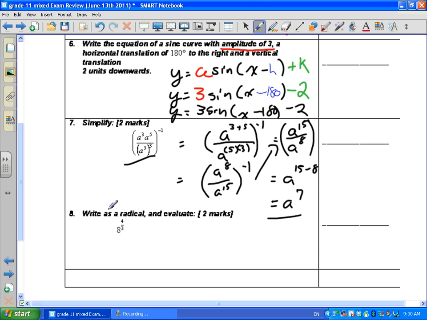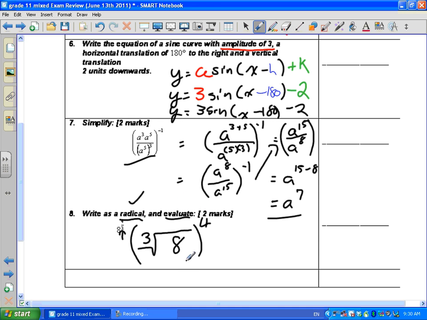And finally, write as a radical and evaluate. The radical means like a square root type question. If we have a fraction, what that means is the bottom or the denominator of the fraction is giving us what root we have to put the question to. So this one's a 3, so I need to put it to the 3rd root of 8, and I keep the power of 4 on the outside. So that's the radical part. That would be 1 mark right there.